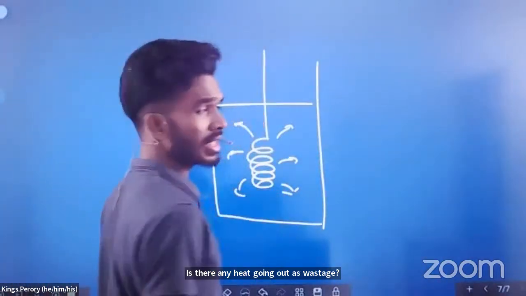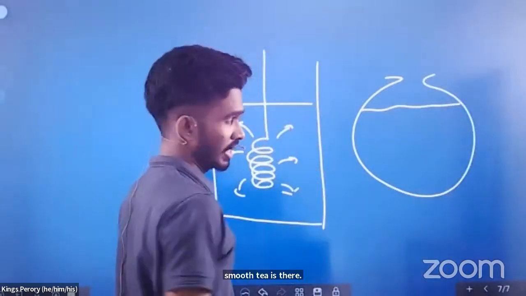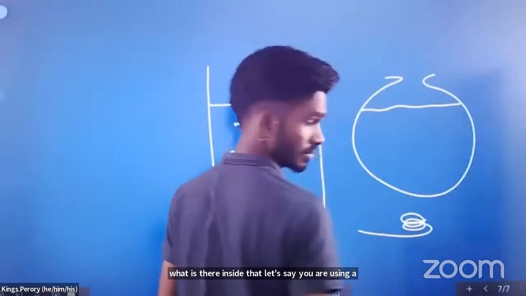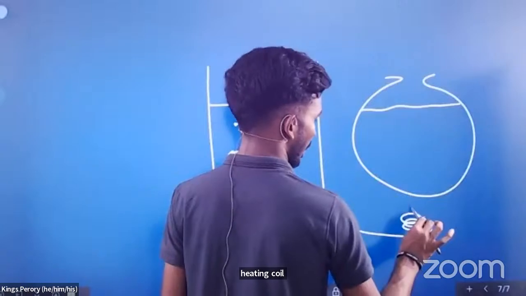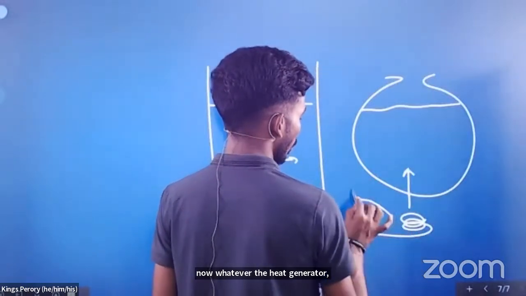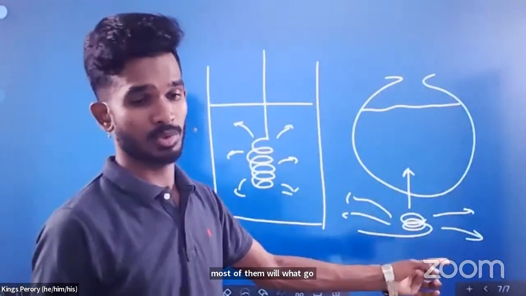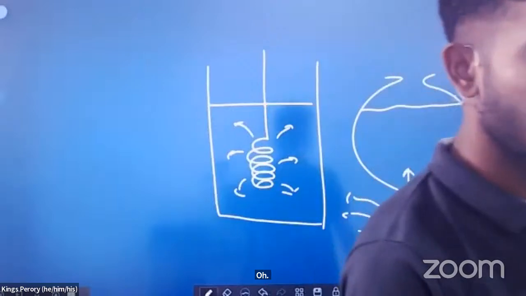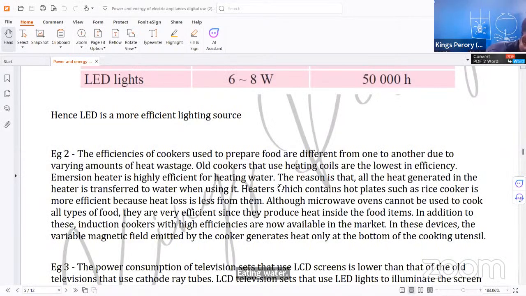But if you take a normal heating method, the pot is there, the water is inside it, and let's say you are using a heating coil. Whatever heat is generated, a part will go into the pot, but most of it will go out. So here loss is more, there loss is less. So an immersion heater is very good for heating water. Right, continue reading. The reason is that all the heat generated in the heater is transferred to water when using it.